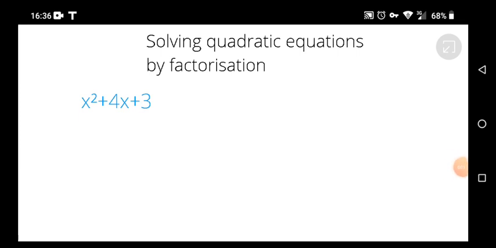Today I'll be explaining how you can solve quadratic equations by factorising. So I'll be showing you what factorising is.